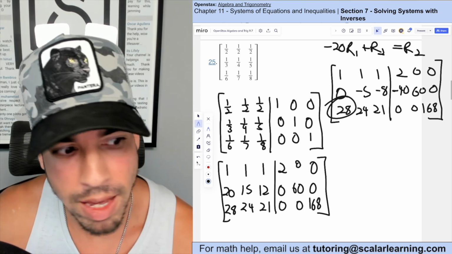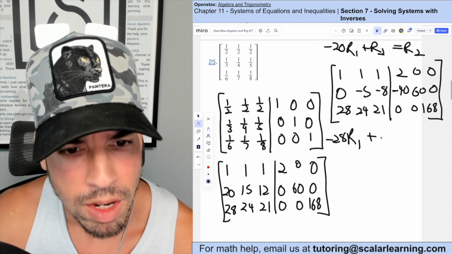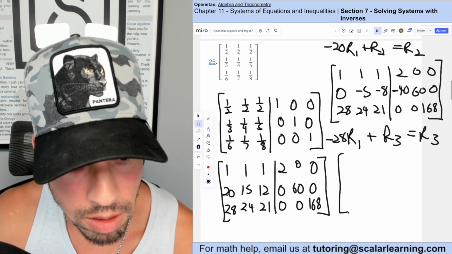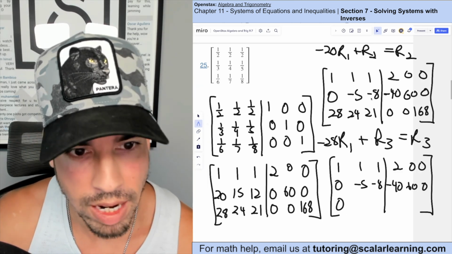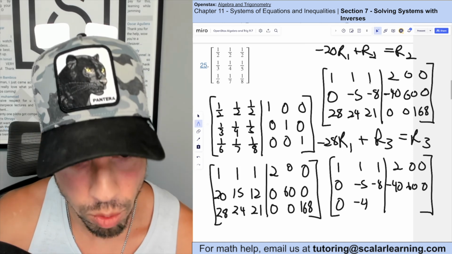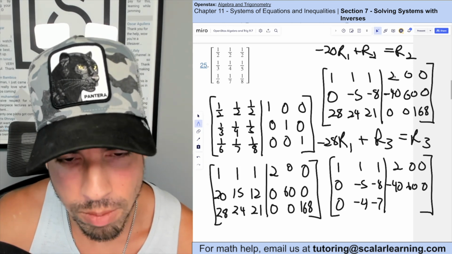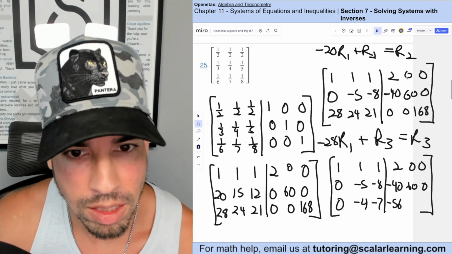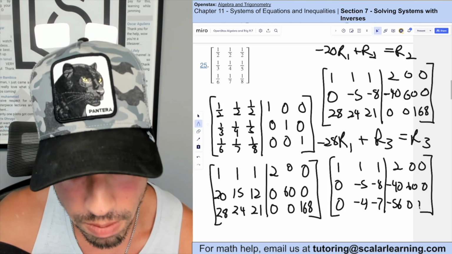Now I'd love to flip that to a 0, so let's multiply row 1 by negative 28 and add it to row 3 to get a new row 3. Let's write it out now. So then we got negative 28 plus 28 is 0. Negative 28 plus 24 is negative 4. Negative 28 plus 21 is negative 7. Then we got negative 28 times 2 is negative 56 plus 0 is negative 56. Then we got times 0 is 0 plus 0, 0 times 0, 0 plus 168 is 168.